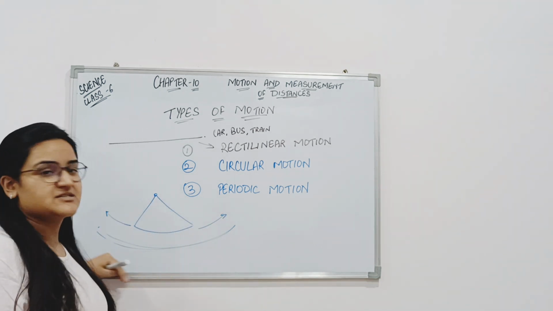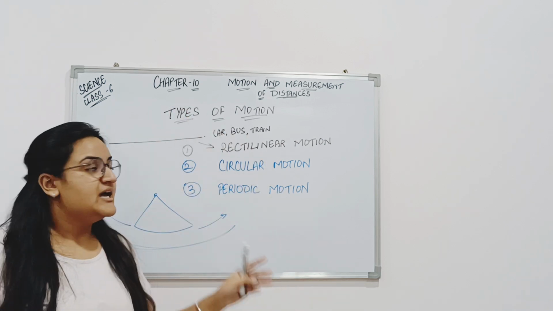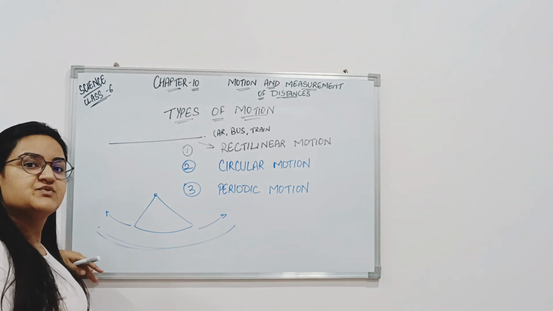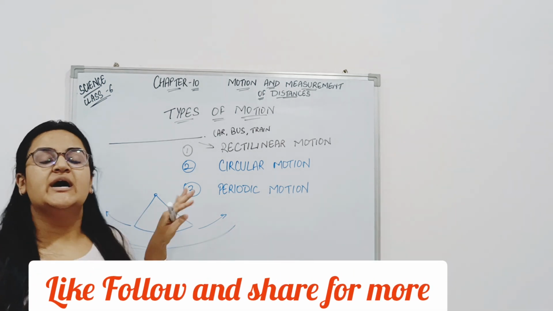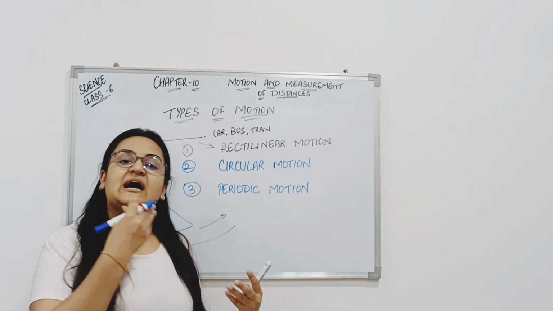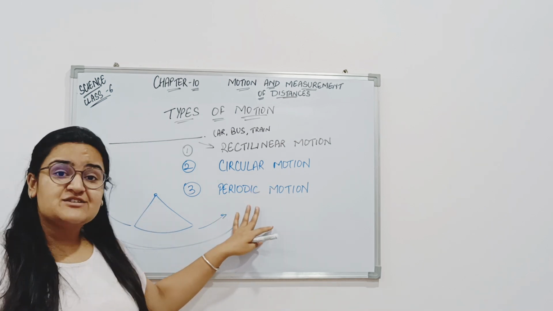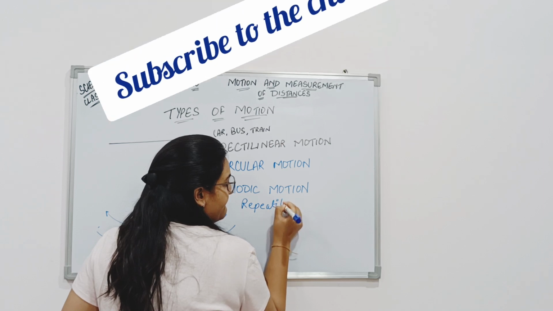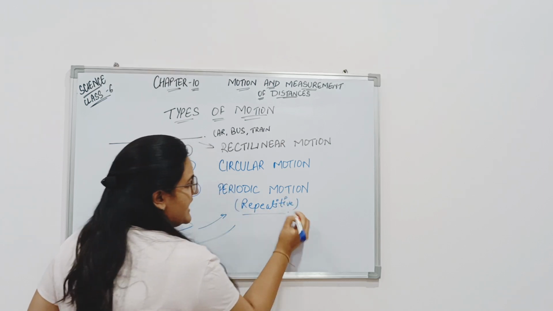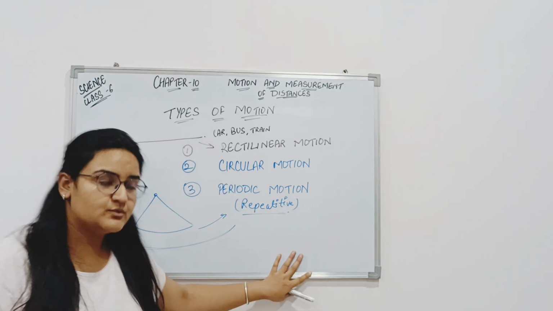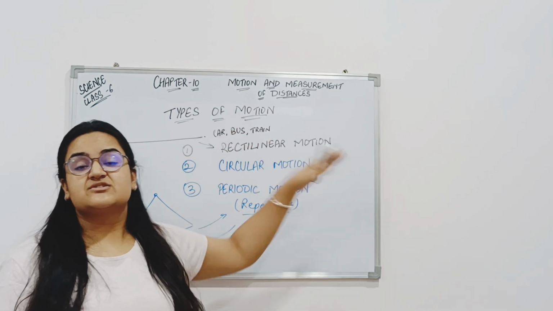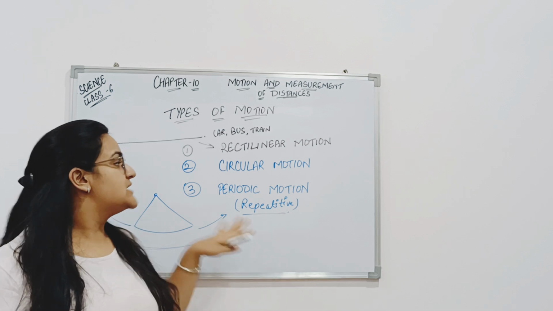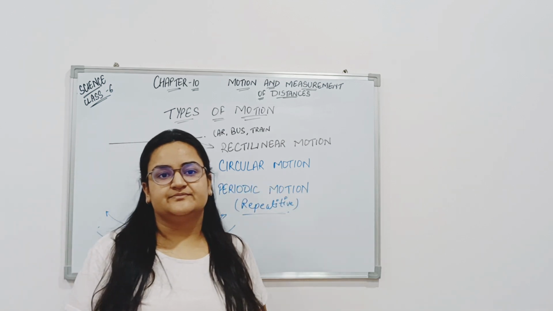Why? Because it is repetitive. It is not completing a circle. It is not going in a straight line. It is going towards the right side and then again towards the left side, to and fro. It is going to repeat the same movement again and again. So repetitive motion is periodic motion. Straight movement is rectilinear motion, and the circular movement of any object is circular motion.